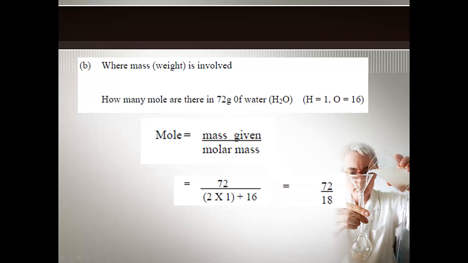72 divided by 18 gives us 4 moles of water. We have 4 moles of water. How much did that weigh? It weighed 72 grams.